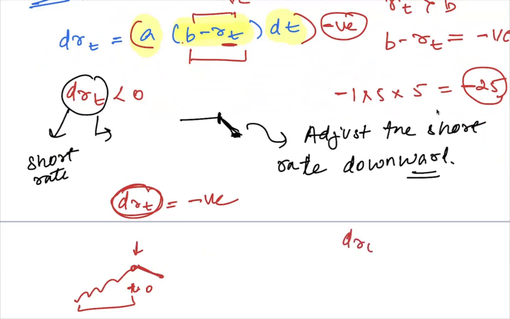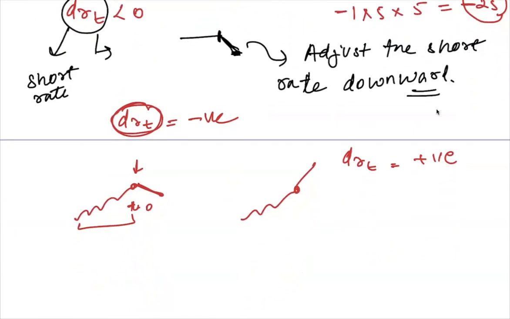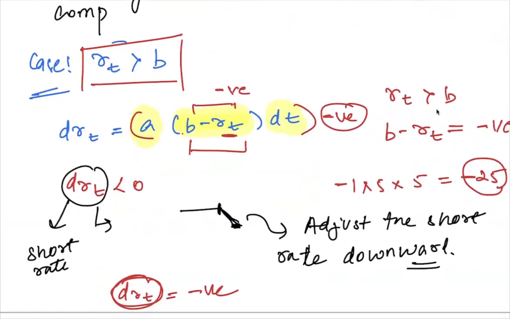And if dRT is positive, what will happen? It will pull it upwards, right? So something like this. If dRT is positive, it will go up. So this was case one, when RT was greater than B. Let's see case two. What is case two? When RT is less than B.